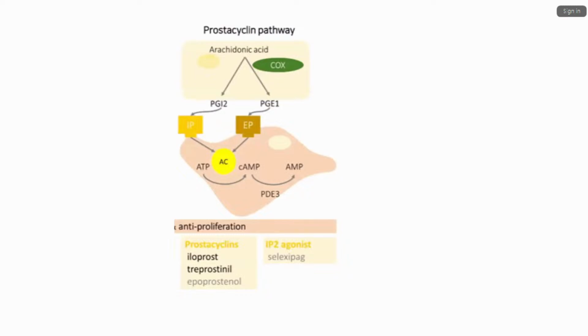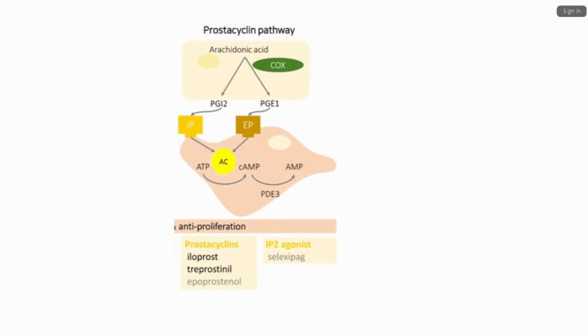Now, the third mechanism is where we use prostacyclin agonists that will mainly act on the prostacyclin receptors, and that increases the AC, adenylate cyclase, that again changes ATP into cAMP. The cAMP is the same as cGMP. They both do the vasodilation, and again the cAMP will be metabolized by phosphodiesterase 3. So if we give phosphodiesterase 3 inhibitors like milrinone, we can improve the vasodilation.